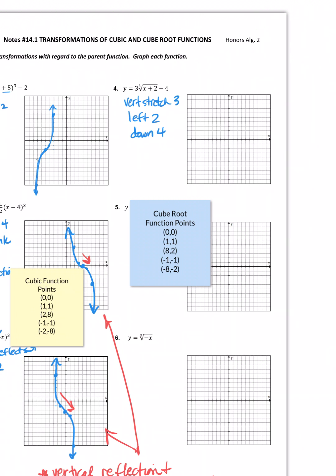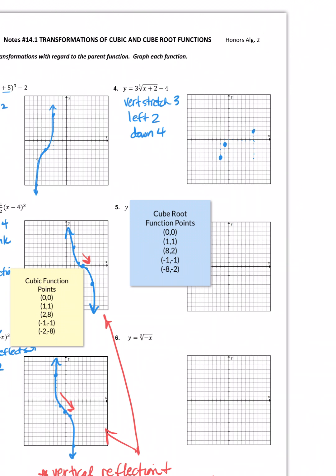I'm going to move left 2 and down 4. 1, 2, 3, 4. All right, starting here. Normally I would go over 1 and up 1, but now I'm going to go over 1 and up 3. Then the next point says I'm going to go over 8. So let's see, 1, 2, 3, 4, 8. And instead of up 2, I'm going to go up 6. So let's see, 1, 2, 3, 4, 5, 6.